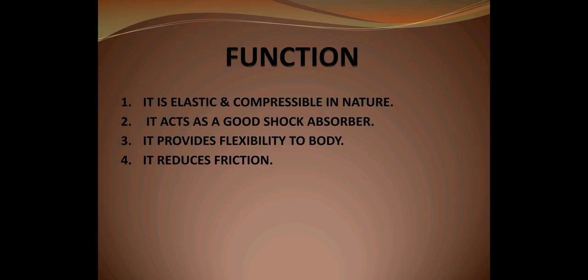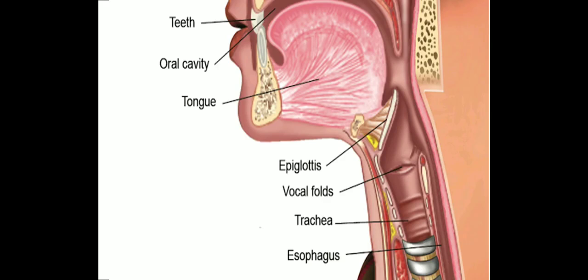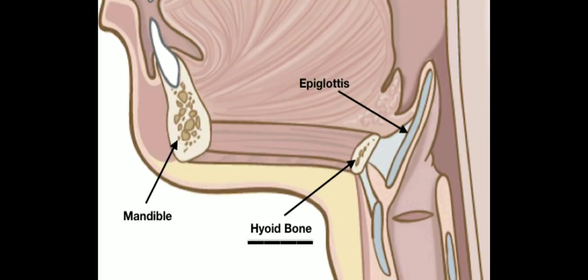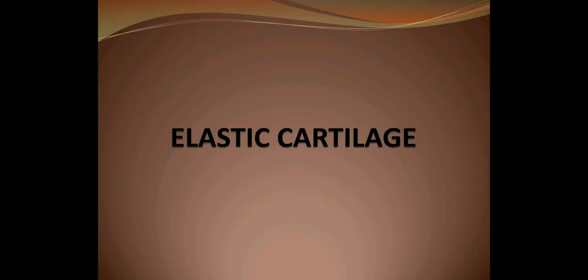Now, where is this hyaline cartilage found? The best example is that it is found at the ends of long bones, then epiglottis, trachea, larynx, hyoid bone, and ribs. Next one is elastic cartilage.